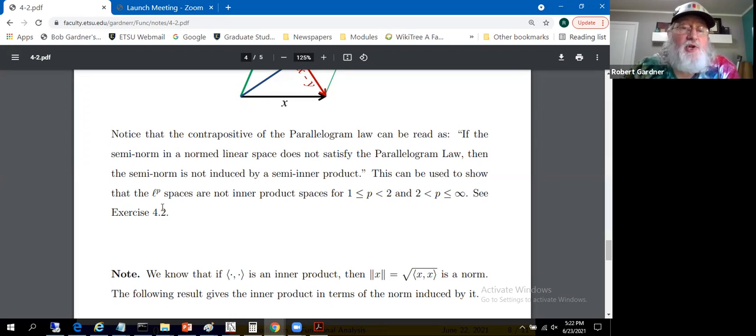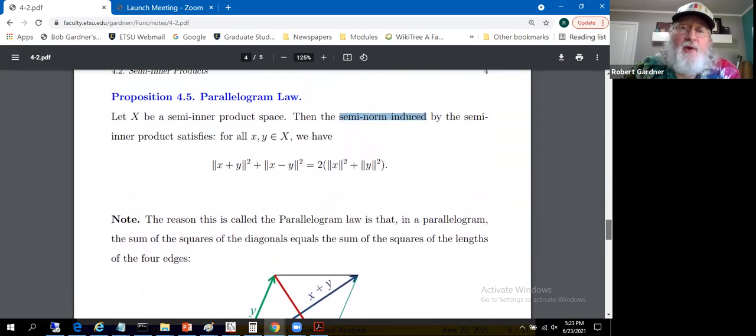This can be used to show that in the little lp spaces and the big Lp spaces, these normed linear spaces for p between 1 and 2 excluding 2, and for p greater than 2, including infinity, the L infinity spaces, are not normed linear spaces where the norm is induced by an inner product, because they violate the parallelogram law. If they violate the parallelogram law, they're not related to a norm induced by an inner product.